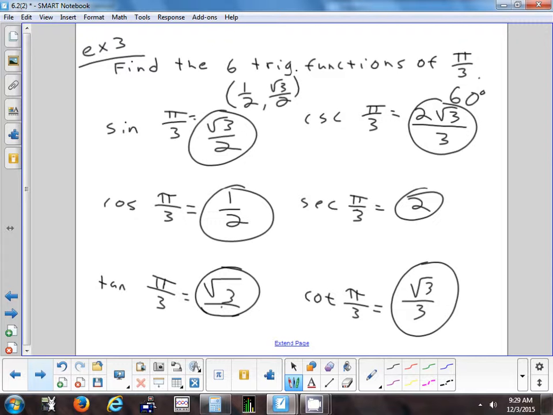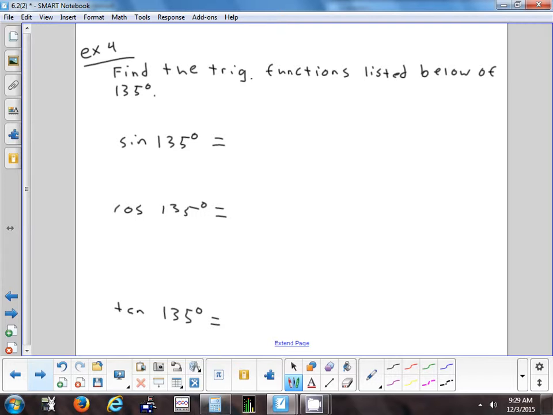All right, so that's everything we can do in the first quadrant. 45, 30, and 60. Okay, we're going to get into the other quadrants, but we're not going to do all the trig functions. We could, we just have to flip them. Okay, but I think we have enough practice flipping. Let's sketch 135.